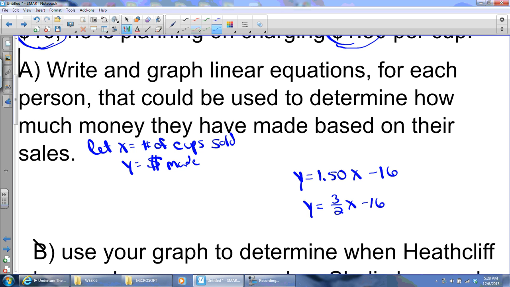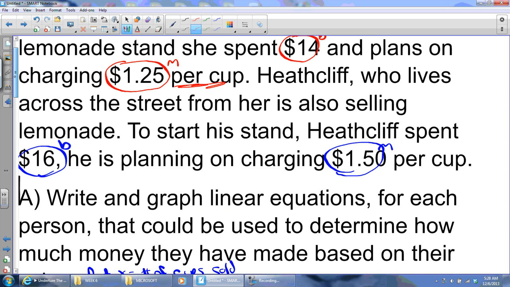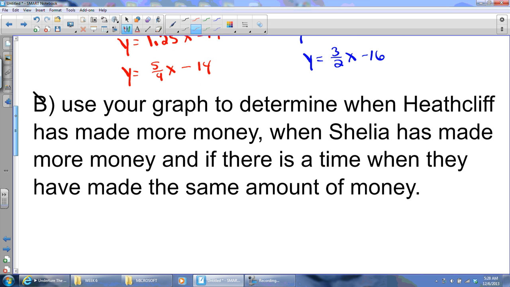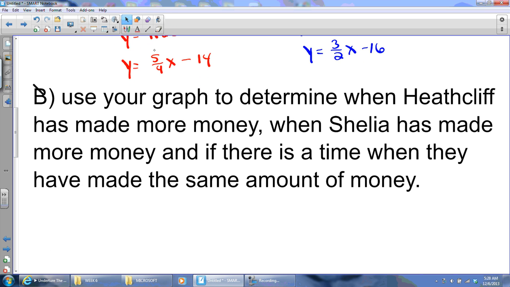Okay, for Sheila, let's see how much Sheila spends. $14 and $1.25 per cup. So Sheila's equation is going to be 1.25, which would be the same as 1 1/4 or 5/4 x minus 14. Okay, so now I'm going to need to graph these, and then I'll go to part B. So let me see here. I should bring these equations down with me. I think I'm probably going to end up using these. They're easier to use, if maybe not easy to move, but they are easier to use.